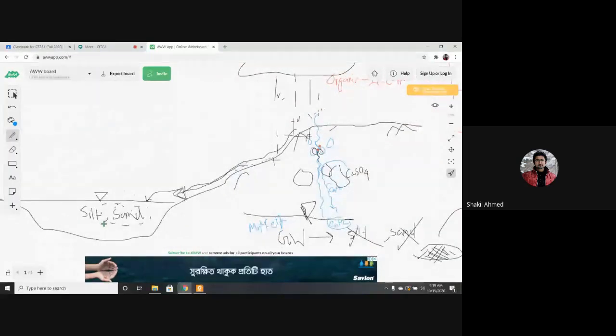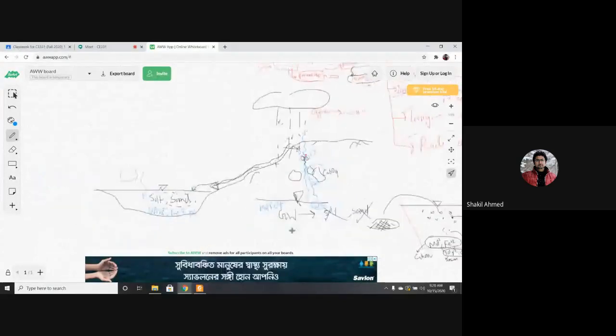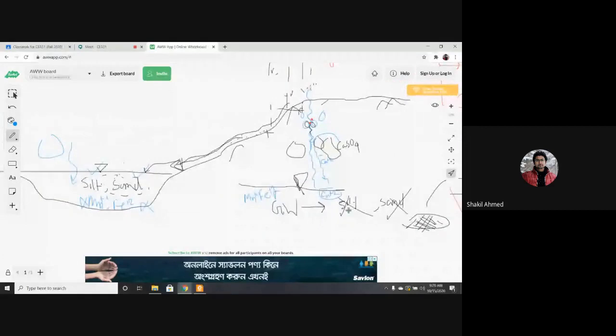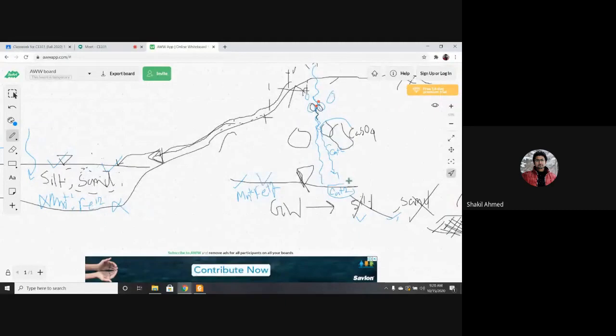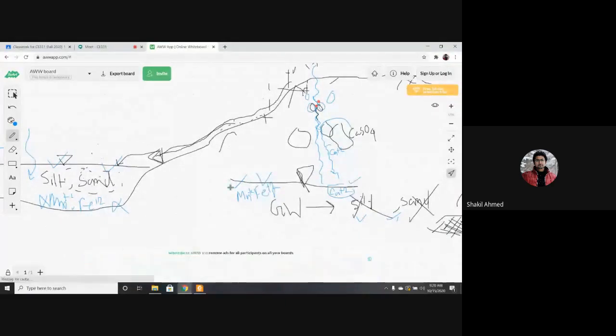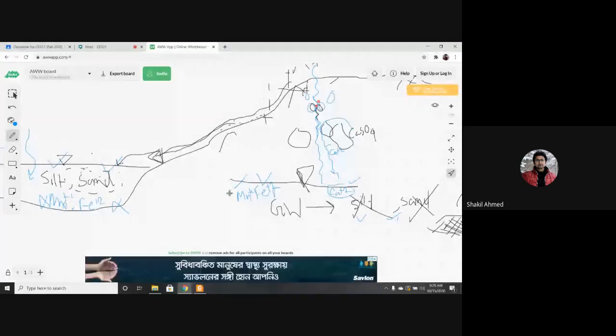Yes, sir. You may not get manganese or iron in surface water, unless they have been discharged by an industry or source. Usually they are not found in surface water, but in surface water you will find silt and sand. In the case of groundwater, you may not find silt and sand, but you may find manganese, iron, calcium, based on the geological formation of that particular area. Okay.